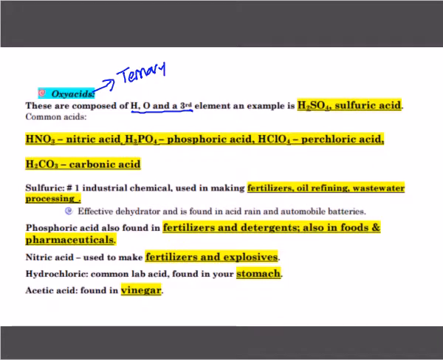Sulfuric acid is the number one industrial chemical. It is used to make fertilizers, oil refining, wastewater processing. It's also a dehydrator and is found in acid rain and automobile batteries. Common uses. Make sure you are familiar with the common uses tomorrow. Phosphoric acid is found in fertilizers and detergents as well, also in foods and pharmaceuticals. Nitric acid is used to make fertilizers and explosives. Hydrochloric is a common lab acid. It's also found in your stomach. Acetic acid we've talked about.